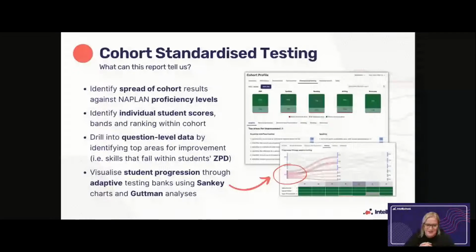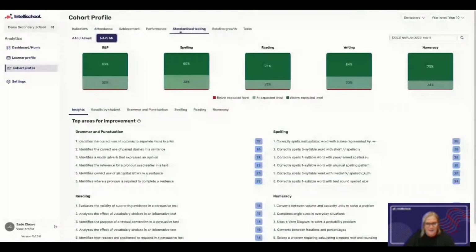So I'm going to very briefly stop sharing and I'm going to switch to a different tab because it's now time for me to show you the demo environment. Okay, so what you see here is our cohort profile, and you'll see there's a number of different tabs, but for today, we're focusing on standardized testing, and then in a little bit, we will get to relative growth. So as I mentioned at the very start, you will see stacked bar charts that represent the spread of cohort achievement across the different sub-test areas, in this case for NAPLAN.